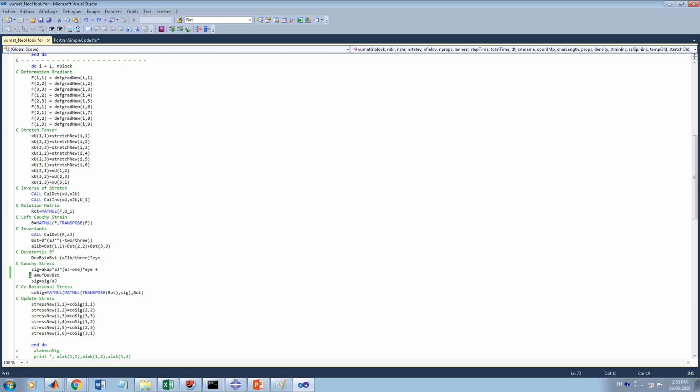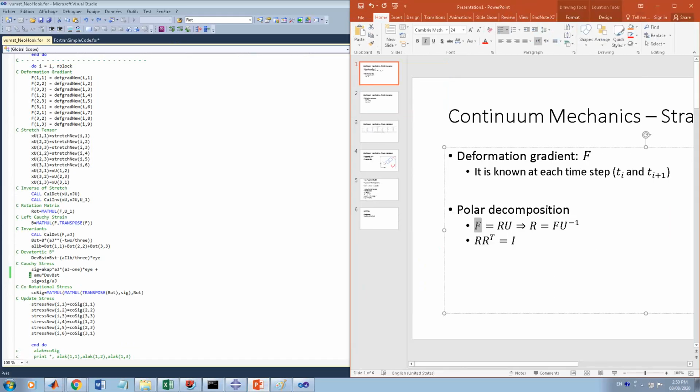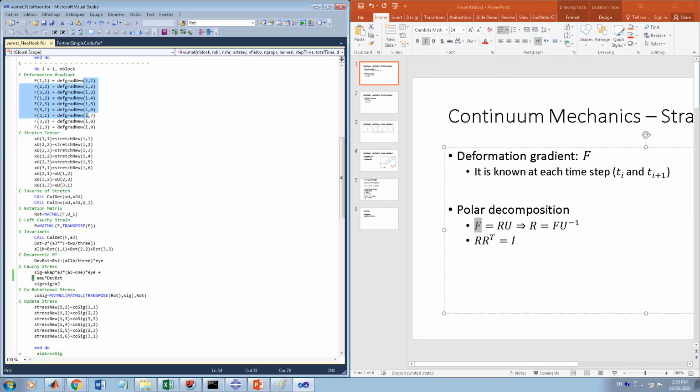So here the rest is pretty clear. What I have done until here is that I have restructured F. It's pretty simple, it may seem complex. I have restructured the stretch tensor. I have calculated the rotation matrix based on this formula. But because I wanted to use this formula, I had to calculate the inversion of U.